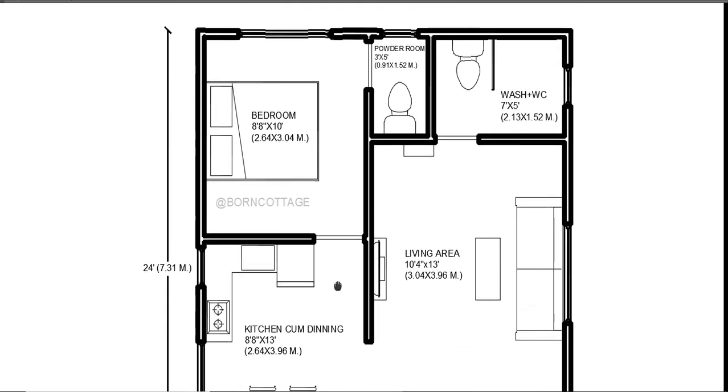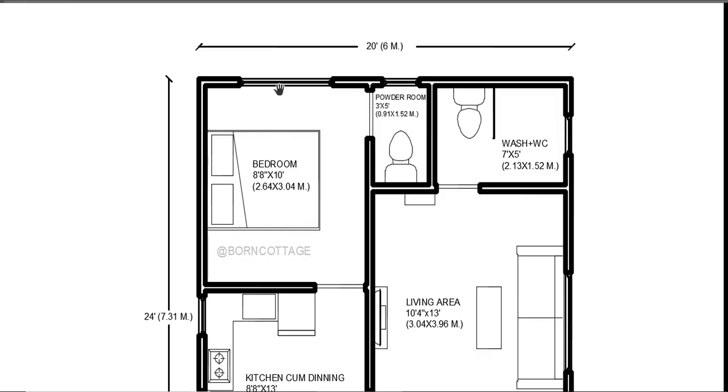And on the right side we have the bedroom. Here you can see the bed arrangement and also a large size window for ventilation and light. And we have a powder room attached to this room. You can see here the water closet and the ventilator for ventilation of this powder room.